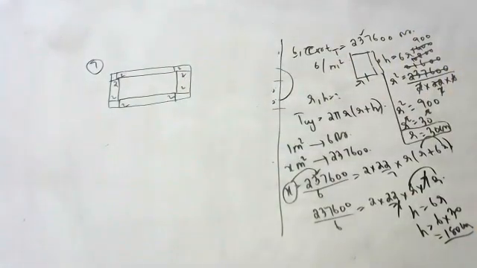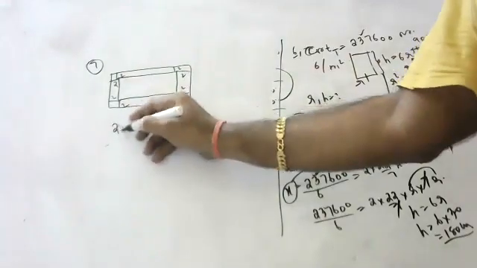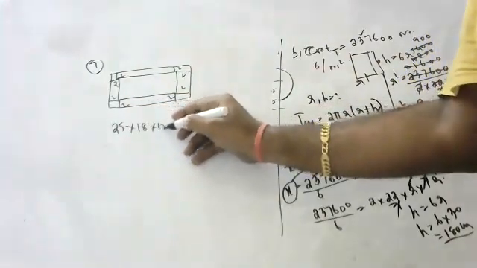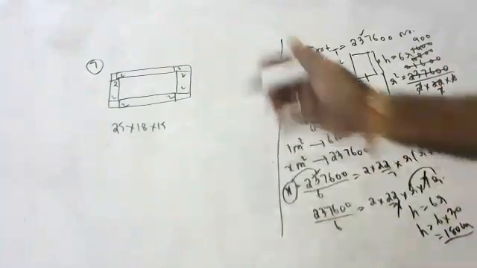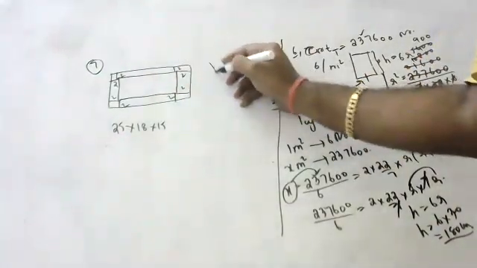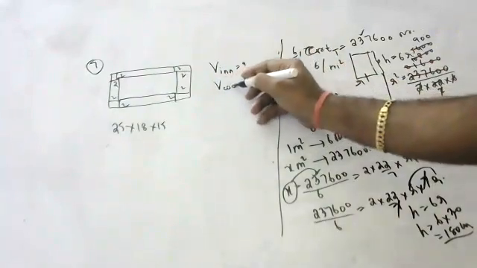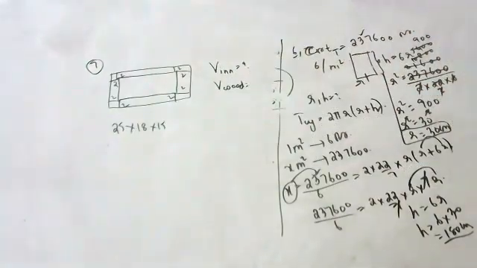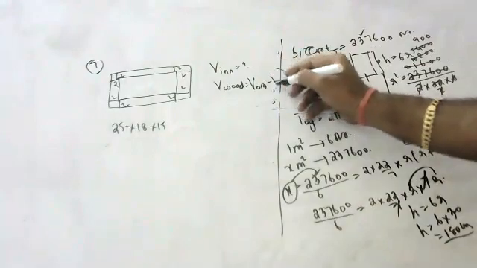A box with a lid is made up of 2 centimeters thick wood. External dimensions are 25 into 18 into 15. Then how many cc of rice can be placed in? Find the volume of wood. Finding how much rice is kept means the inner volume. Volume of wood means what you will do? Sir, volume of outer box minus volume of inner box. Fantastic.